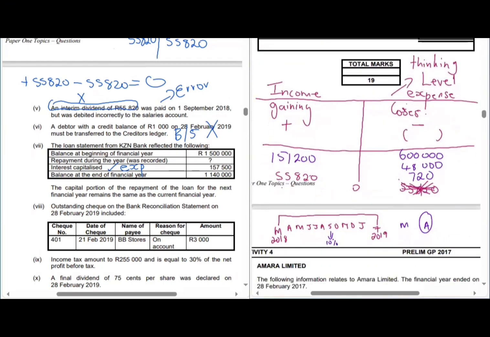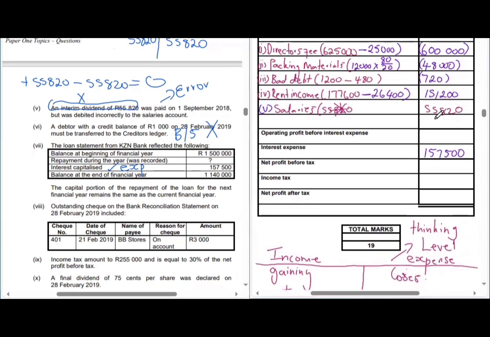Interest expense, the money is going out of the business. Are we gaining or are we losing? We are losing interest expense. How much? 1,500,500. And then meaning it's under expenses. So now we need to put our interest expense under brackets. That's it. Simple and straightforward.